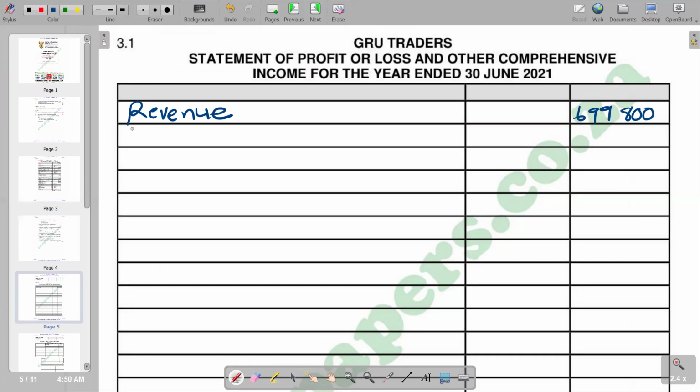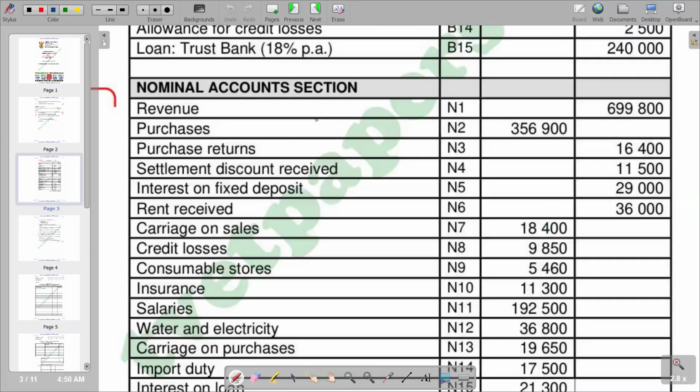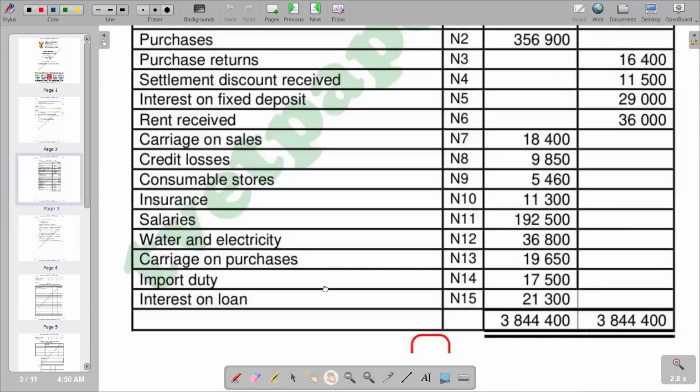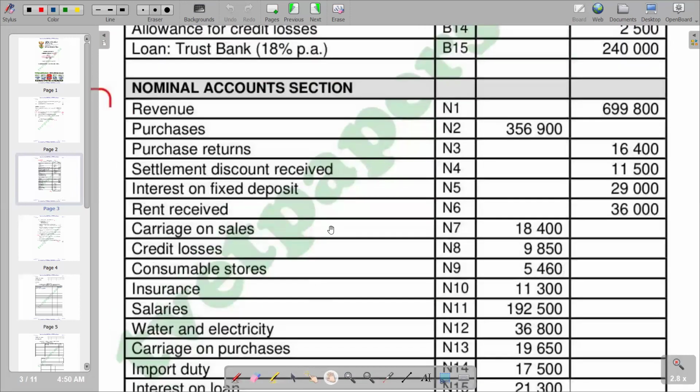From revenue, we are supposed to go to less cost of sales. Less meaning subtract, so cost of sales. In some questions, you'll see that the figure for cost of sales is given in the nominal account section. But if you go through our information, we do not have a cost of sales, so in that case you are supposed to calculate it.